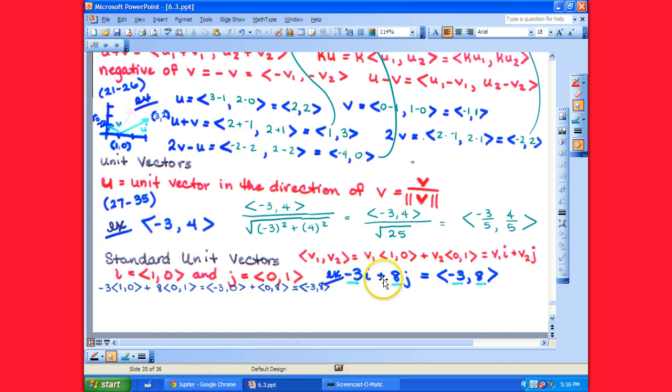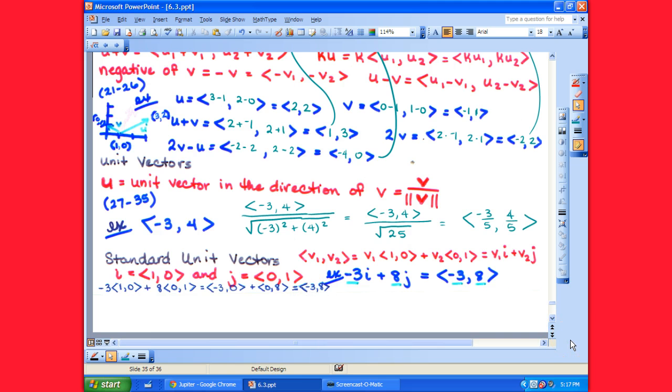I have negative 3i plus 8j. So I'll come down here. Negative 3 times i, we said i was 1, 0. Plus 8 times j, we said j was 0, 1. So that would give me negative 3 times 1 is negative 3, and negative 3 times 0 is 0. 8 times 0 is 0, and 8 times 1 is 8. So now I have 2 component forms to add. Negative 3 and 0 is negative 3. 0 and 8 is 8. So exactly, we started with negative 3i plus 8j, and we ended up with negative 3, 8.